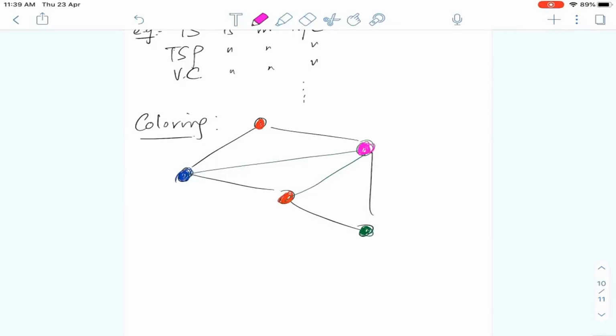The chromatic number question is not in NP, but this decision question is. If I give you a K and I ask, does there exist a valid coloring which uses only K colors, this is an NP problem. But if you can solve this question, then by doing binary search, you can also solve the chromatic number question.